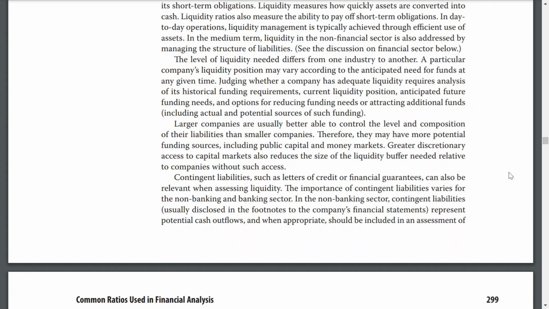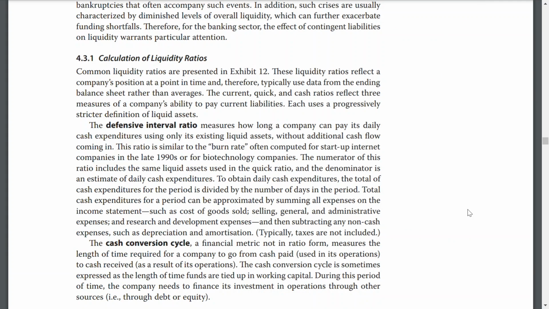The importance of contingent liabilities varies for the non-banking and banking sectors. In the non-banking sector, contingent liabilities, usually disclosed in the footnotes of the company's financial statements, represent potential cash outflows, and when appropriate, should be included in the assessment of a company's liquidity.